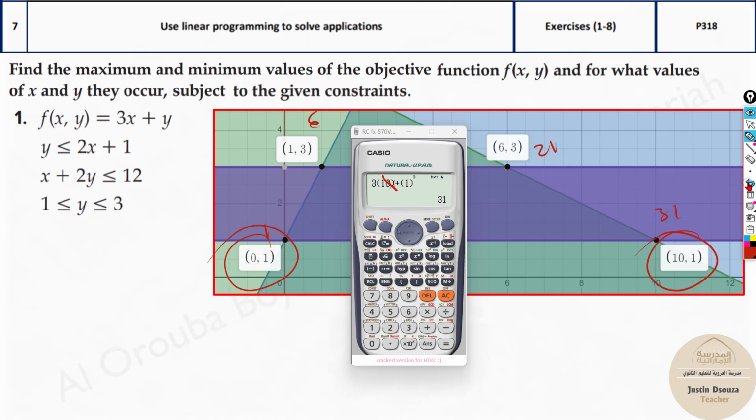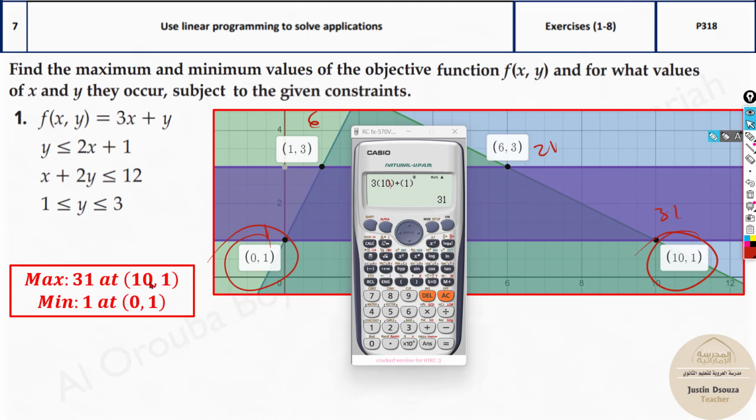That is not possible in the calculator. So we manually type the x, y values and you can see the maximum 31 is at what? 10 comma 1, and the minimum we got 1, right? Over here 1 is written, 0 comma 1. This is how we solve these type of problems. Here you need to know the basic graphing and then only solve it.